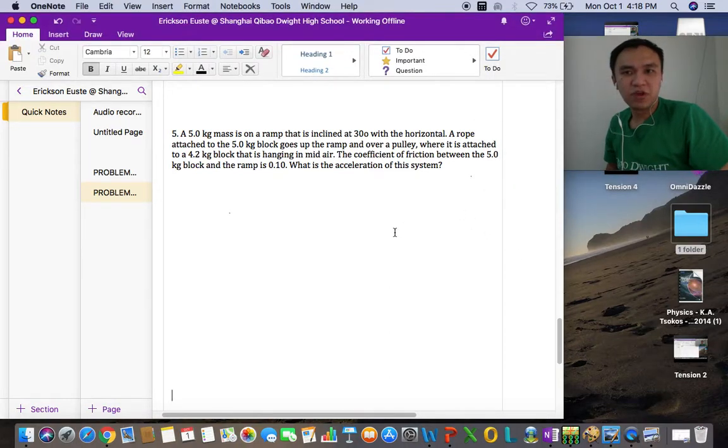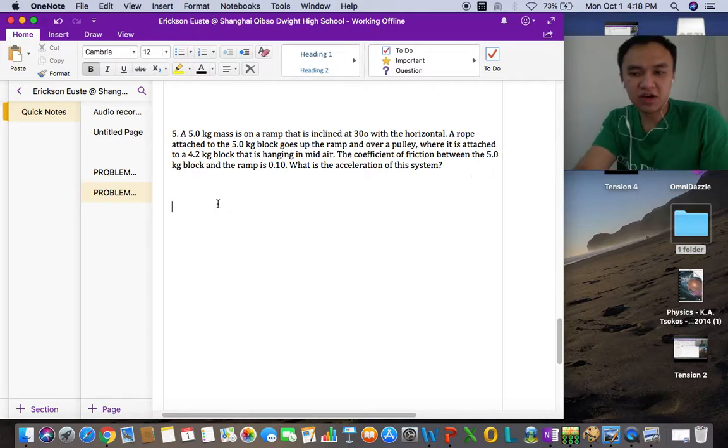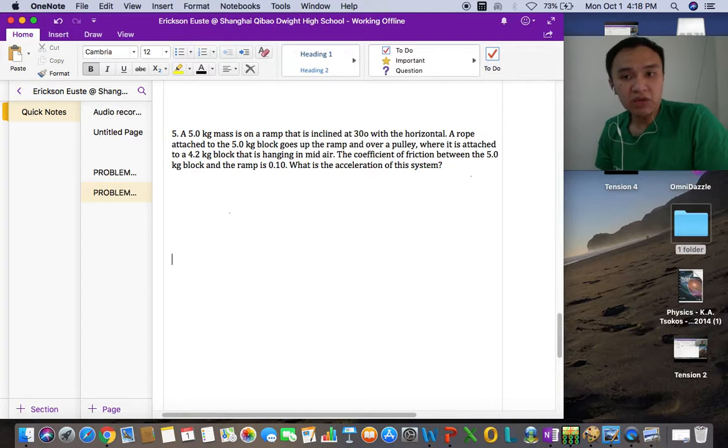Hi guys, so we are on to the fifth problem of this exercise. Let me just read it. A 5 kilogram mass is on a ramp that is inclined at 30 degrees with the horizontal. A rope attached to the 5 kilogram block goes up to the ramp and over a pulley where it is attached to a 4.2 kilogram block that is hanging in mid-air. The coefficient of friction between the 5 kilogram block and the ramp is 0.10. What is the acceleration of the system?